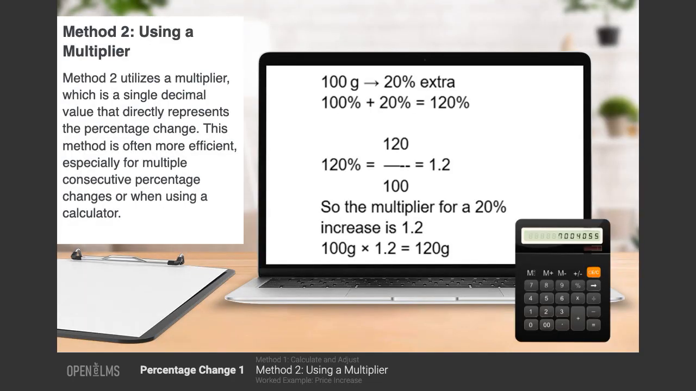Method 2. Using a multiplier. Method 2 utilizes a multiplier, which is a single decimal value that directly represents the percentage change. This method is often more efficient, especially for multiple consecutive percentage changes or when using a calculator.